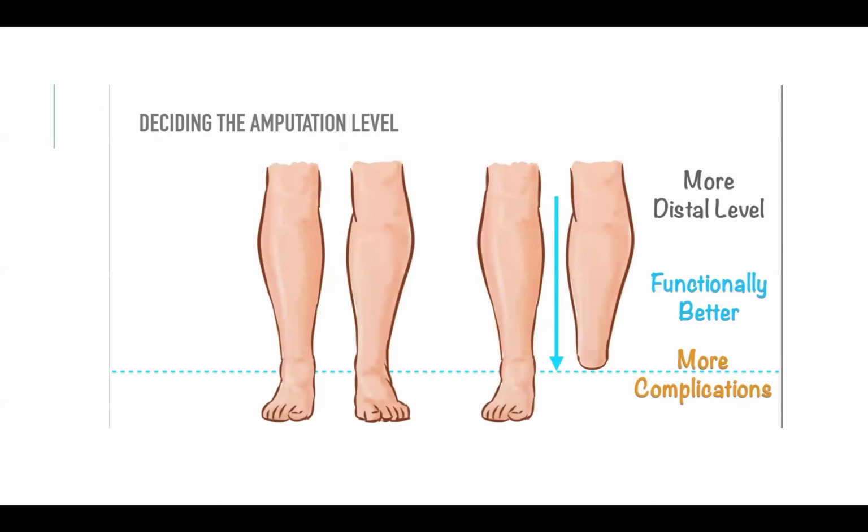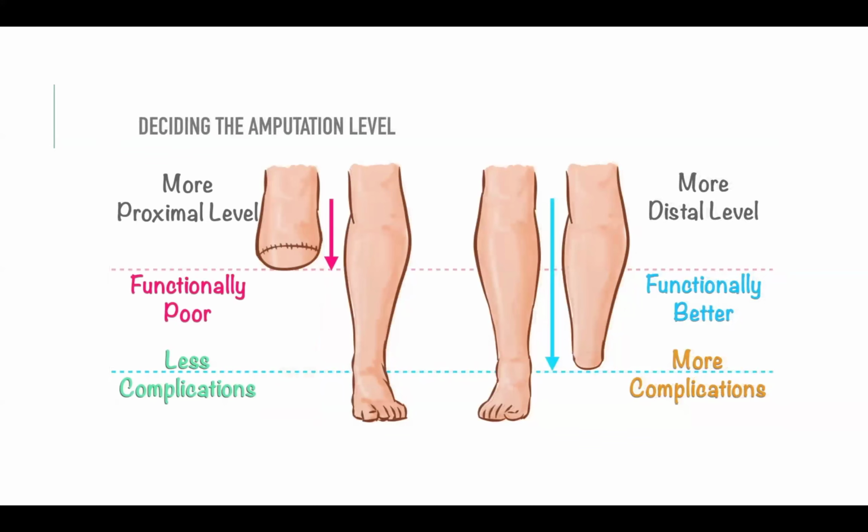Coming to principles of amputations, deciding the amputation level usually depends on the disease, extent of the disease, and the trauma. Usually, the more distal the level, the functionality will be better, but it will be associated with more complications. At a more proximal level, the functionality is poor, but it is associated with fewer complications.